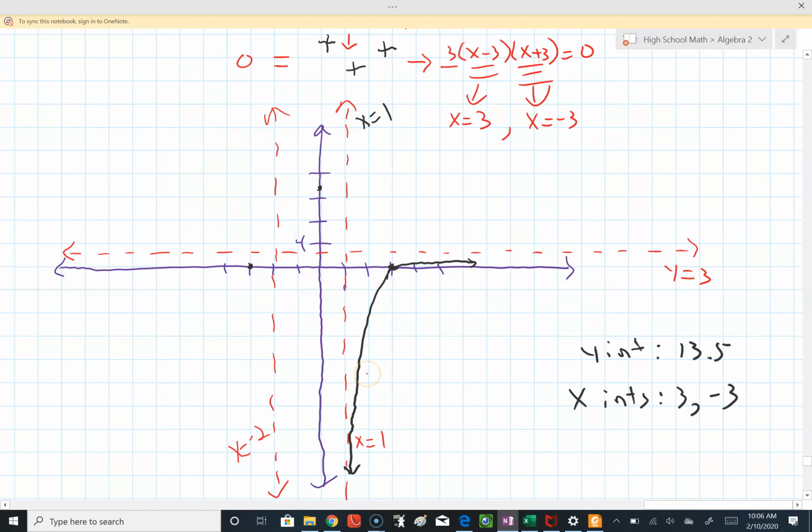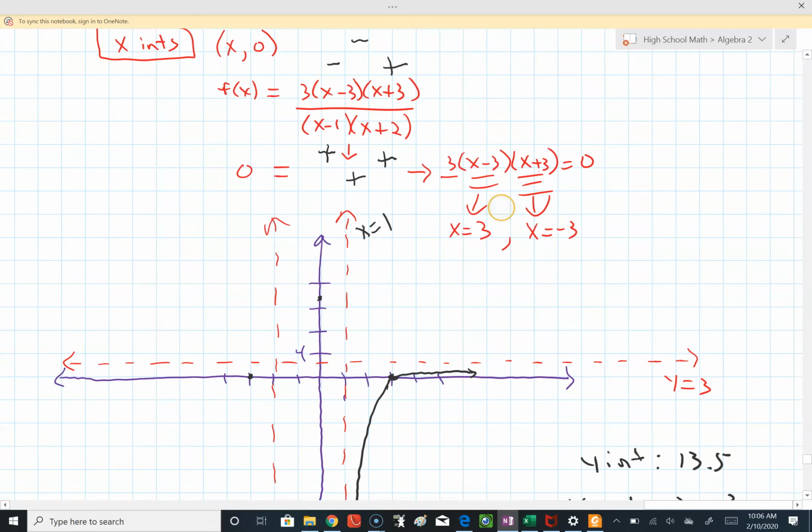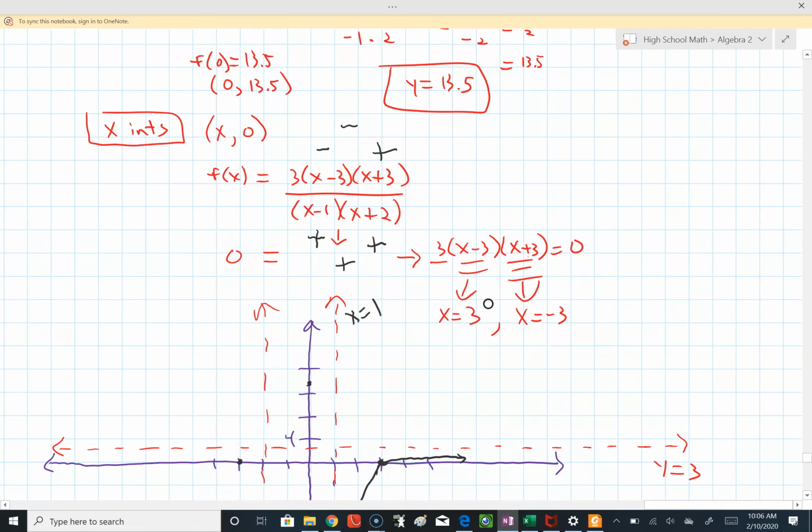How is it getting to be super negative? Here's why. When you put numbers in very close to 1, like 1.000000001, you're going to get this thing to be super small, aren't you? And then this thing over here is going to be like 3, because it's 1 and a little bit plus 2 is 3. So if you get something super small times 3, you're going to get something super small. And if you take any number and divide by something super small, you get super big.